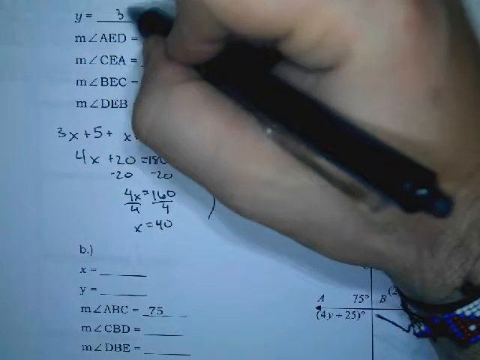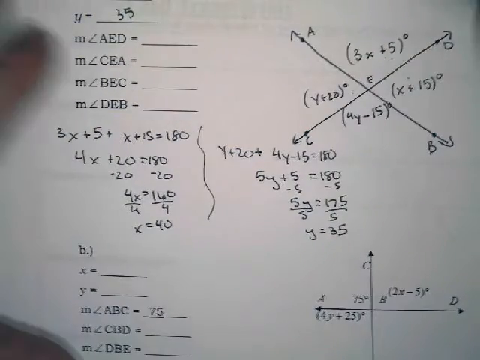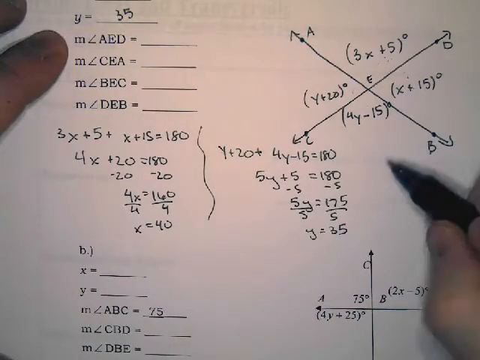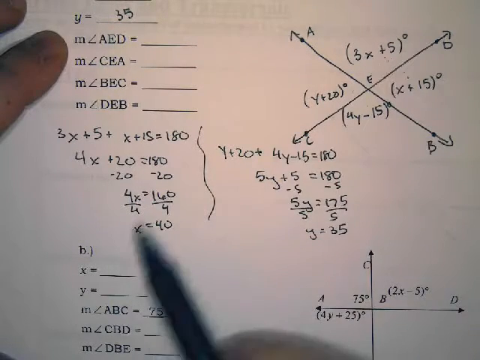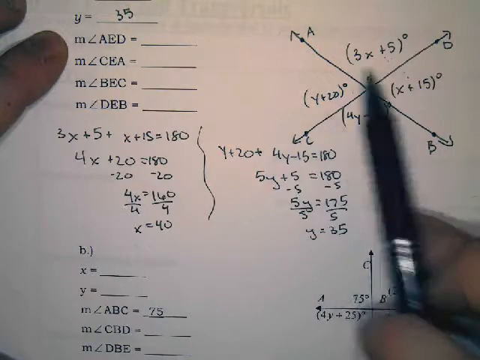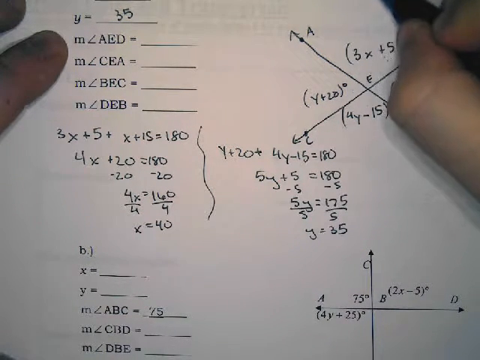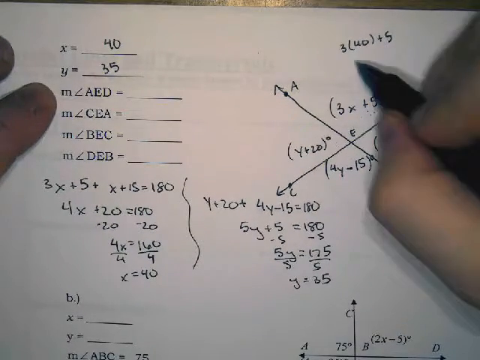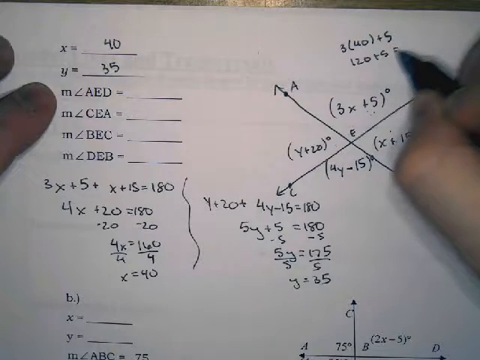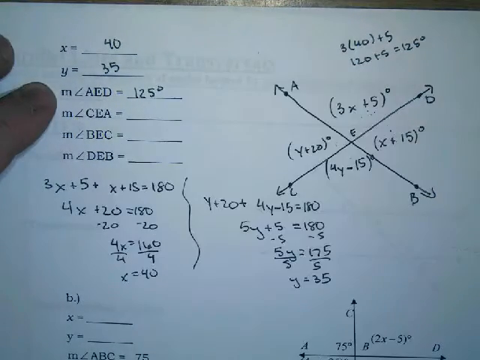Now what we do is plug and play to find all 4 angles. So let's look at AED first. The measure of angle AED would be 3 times 40 plus 5. That would be 120 plus 5, which is equal to 125 degrees. So we found that's 125 degrees.